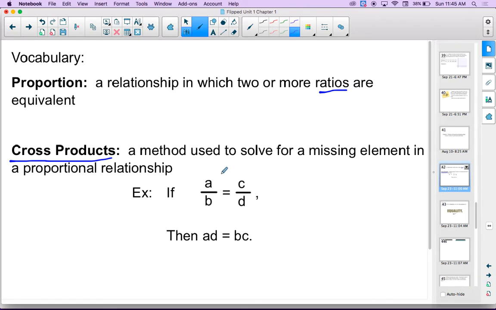So if we're given a proportion, then we can use cross products to solve it or to prove that it is proportional. And that's when we multiply diagonally, A times D, we get the product AD. Here we multiply in the other direction, B times C, and we get the product BC. And we know that if this is a proportion, then our two products will be equal. So we will see this happening today in a couple practice problems.